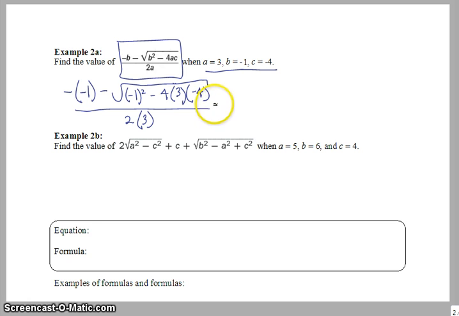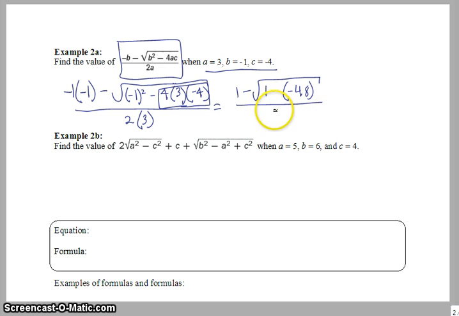Let's simplify that some more. A negative times a -1 would be a +1, same as a -1 times a -1, minus the square root of -1 squared, we're going to move from left to right, would be 1, minus, and we're going to do these parentheses, move from left to right. So -4 times 3 is 12, times a -4 is -48. Divided by 2 times 3 is 6.